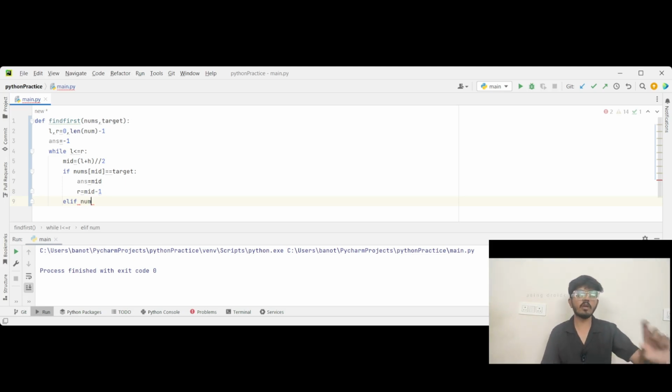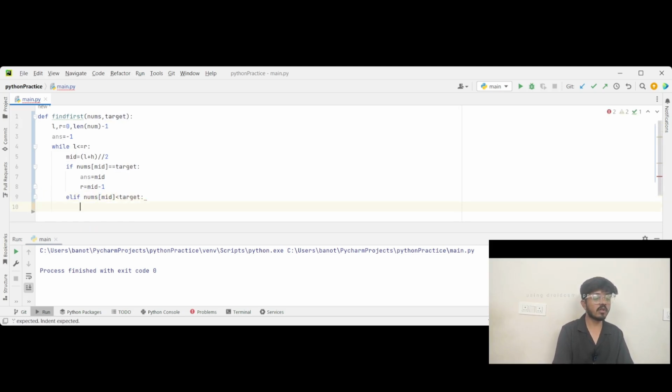If mid value and target value are not the same, we need to compare in the left side or else in the right side. So I'm comparing: if nums of mid is less than the target, and if it is true, then we have to do low equals mid plus 1.